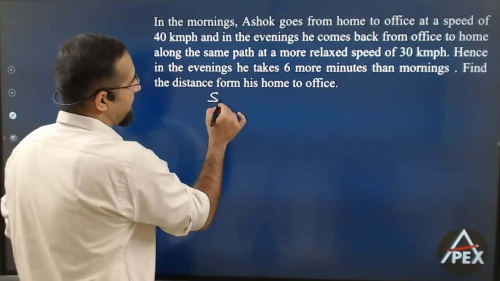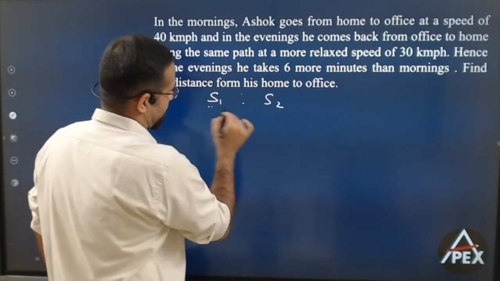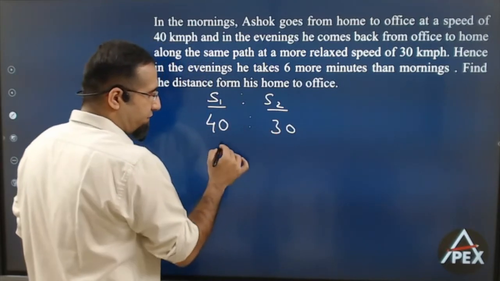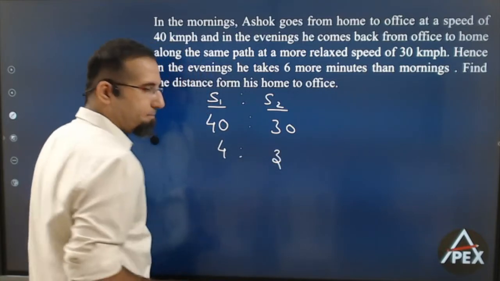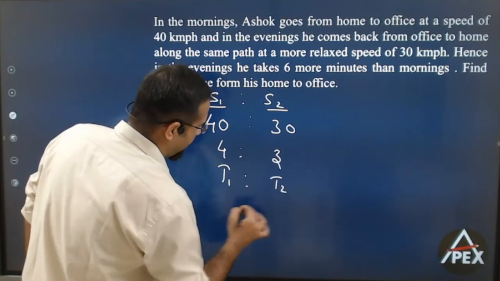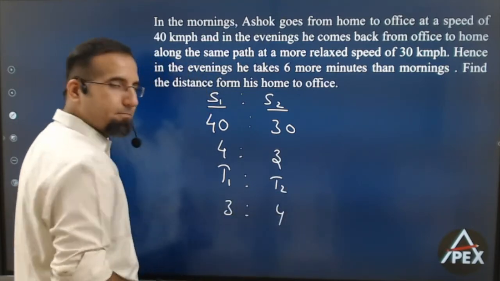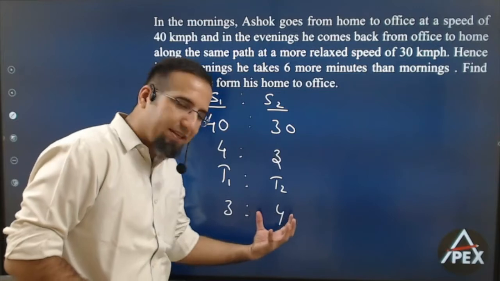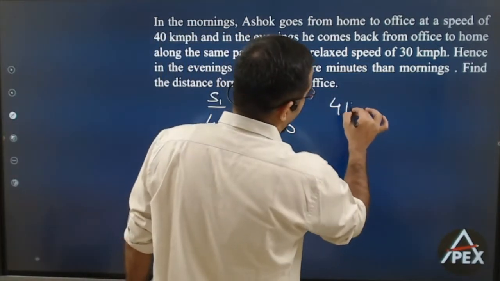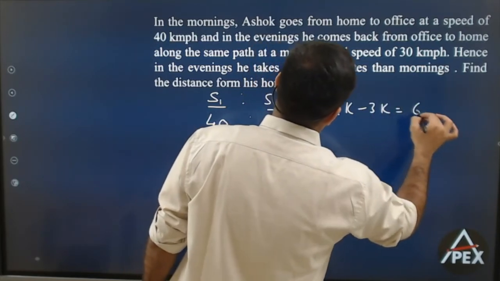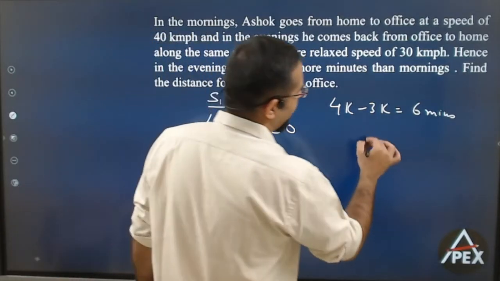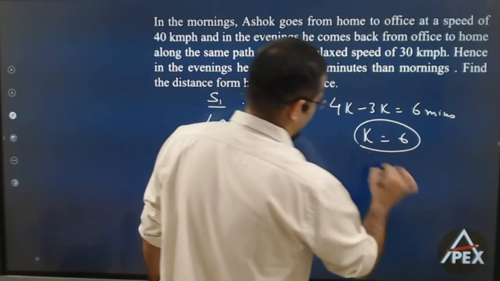So in the first case he is going at 40. In the second case he is going at 30. So the ratio of speeds is 4 is to 3. Clear? If the ratio of speeds is 4 is to 3, the ratio of time taken becomes 3 is to 4. And obviously in the second case he is taking more. So let's take 3K and 4K. So I know that 4K minus 3K is equal to 6 minutes, which means the value of K is equal to 6.